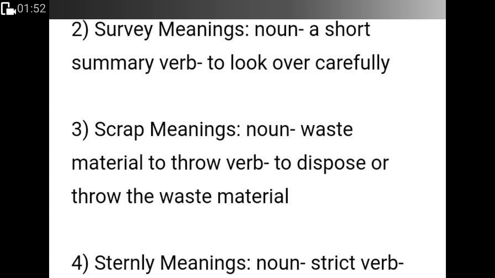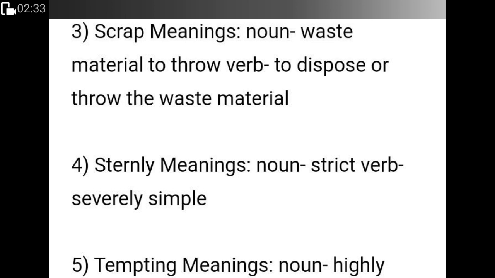The next word is scrap. Scrap means waste of something. Like when we go to a carpenter's shop, the scrap would be the small dust particles or the small wood particles. And when we talk about food, those are the vegetable peels or the ends of the chili. And when it comes to a verb, it means to dispose or to throw away something, or it means a waste material.